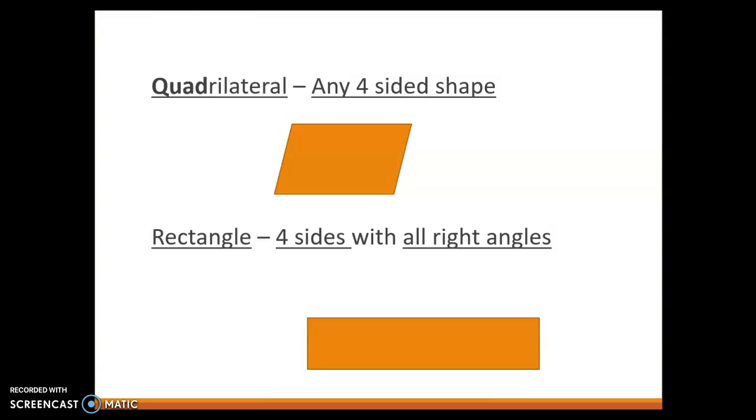Some other special names for shapes. Again, we have lots of subgroups within this polygon family. For any four-sided shape, we have the name quadrilateral. And again, looking at roots here, quad is our root. It's also the root for quarter. It's also the root for your quadricep, which is a muscle group made of four muscles. So a quadrilateral is any four-sided shape. So not a triangle, not a circle, but lots of other four-sided shapes. We've already talked about the fact that a rectangle has four sides with all right angles, and a square is just a special type of rectangle. It has four sides, all right angles, and all the sides are the same.